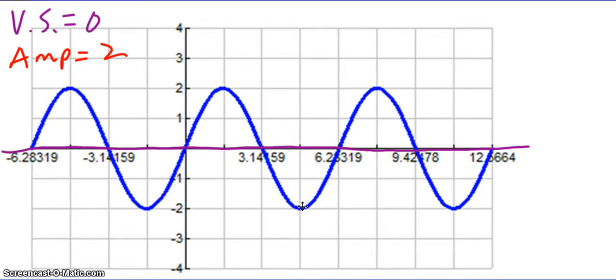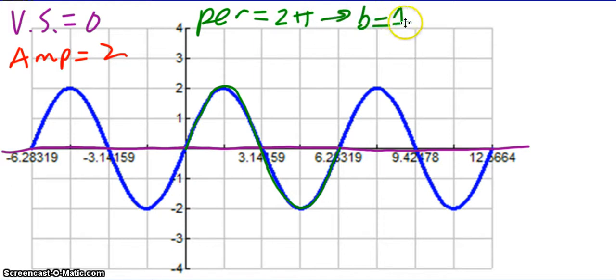Next thing I want to look at is the period, and I know that one complete cycle, so here I'm going to draw in one cycle of a sine curve, and I can see that that is a distance of 2 pi, which tells me then that b is going to be 1. Okay, so now I can come up with my equations. Well, if you notice, the sine curve that I drew started at 0, so that one's going to be pretty easy. I can say that it has a horizontal shift of 0.